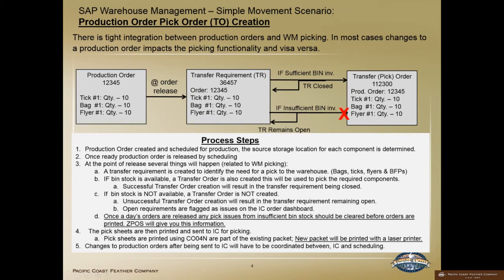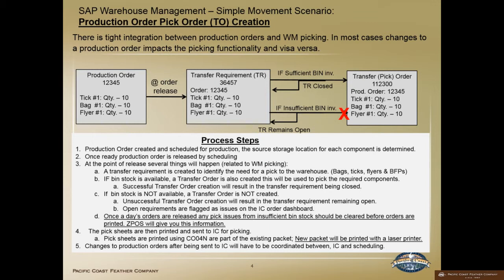Now, when we get into a point where we're going to be warehouse managing some of these components, at the point of release, several things will happen that don't happen when you're just managing things in an inventory management location. A transfer requirement, remember that name, transfer requirement, is created to identify the need to pick something for the warehouse. So what the system wants to do is to identify what it's needed. In our system setup, right now from IC, we traditionally only manage bags, ticks, flyers, and BFPs for warehouse management.